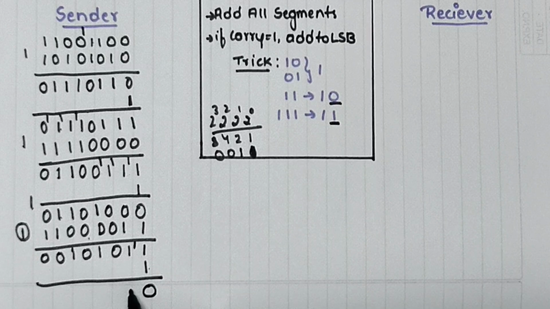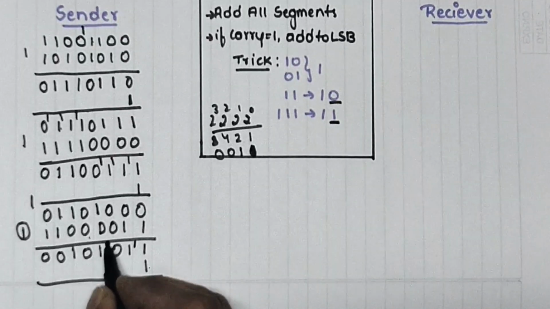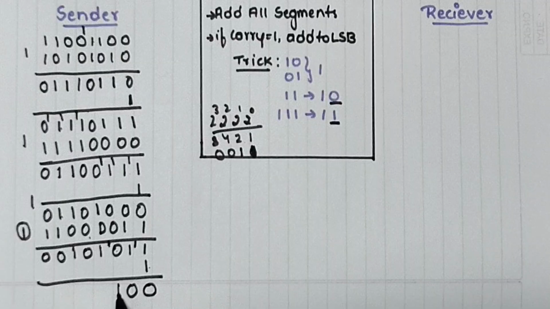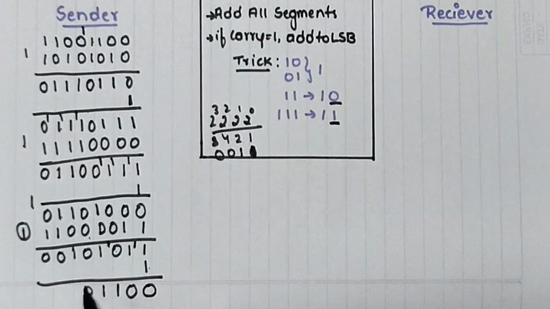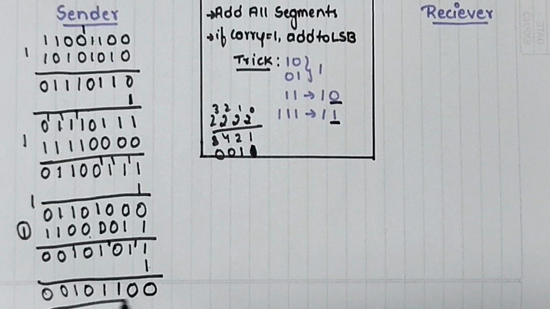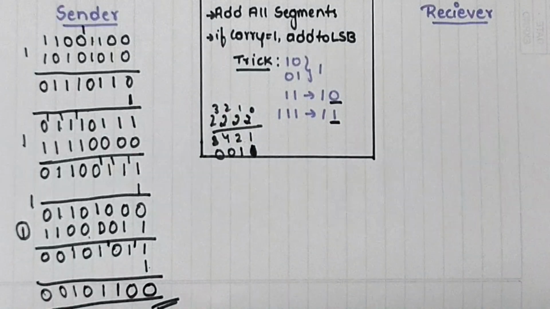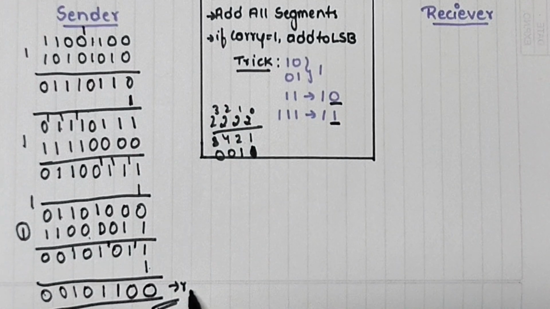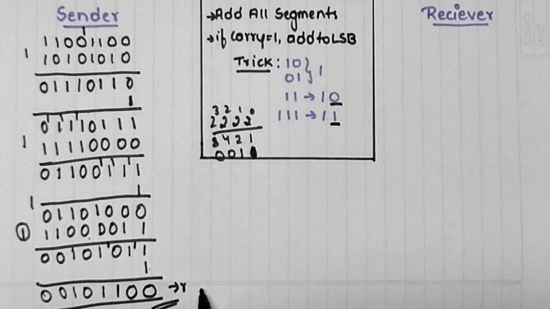So 2 means 0 will be the sum, 1 will be carry. 1 plus 1 will be 2. 0 will be the sum, 1 will be the carry. 1 plus 0 will be 1 itself. So 1, 0, 1, 0, 0. So now you got the remainder. So what is the remainder we got? 0, 0, 1, 0, 1, 1, 0, 0.